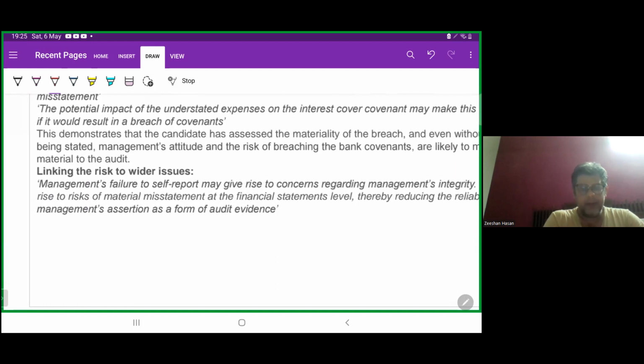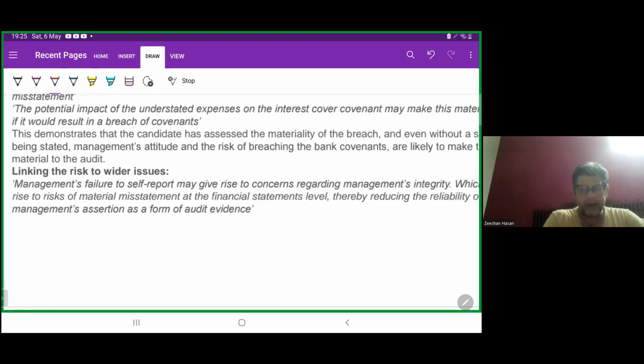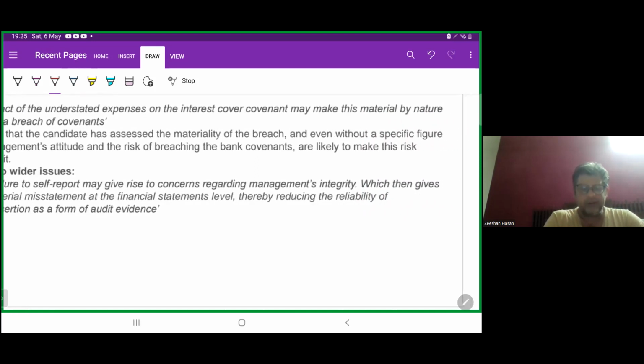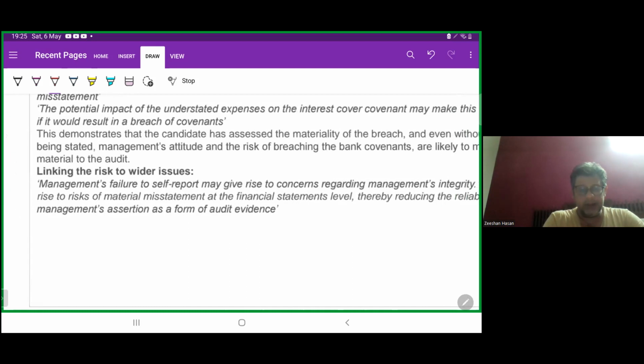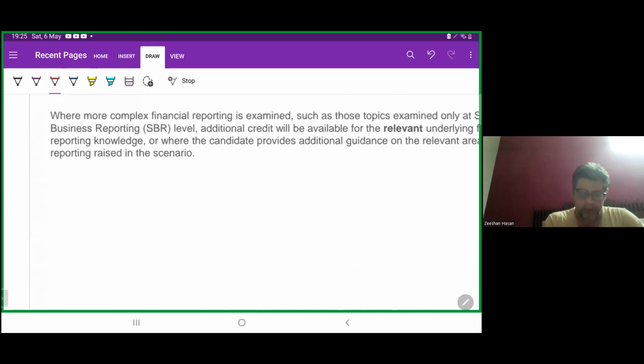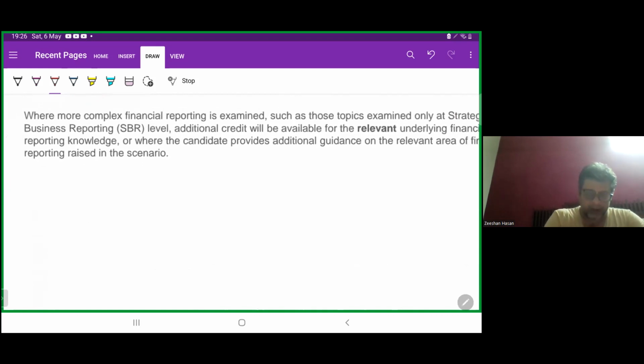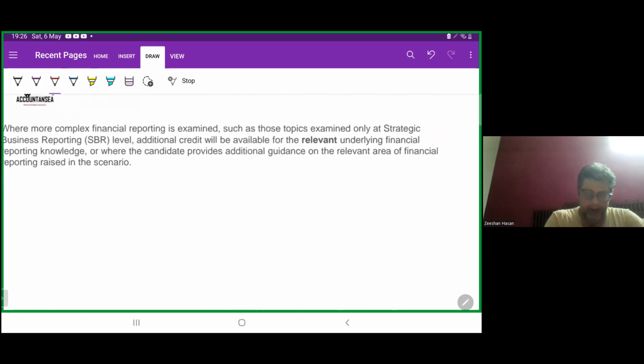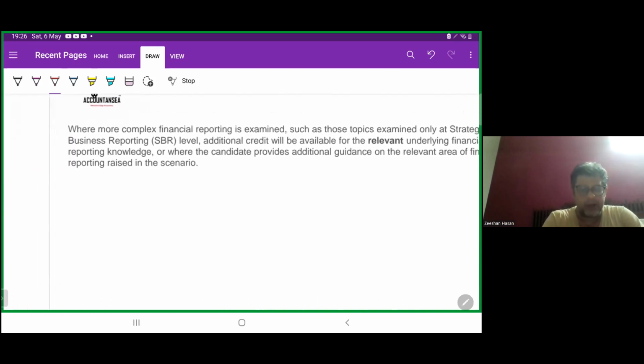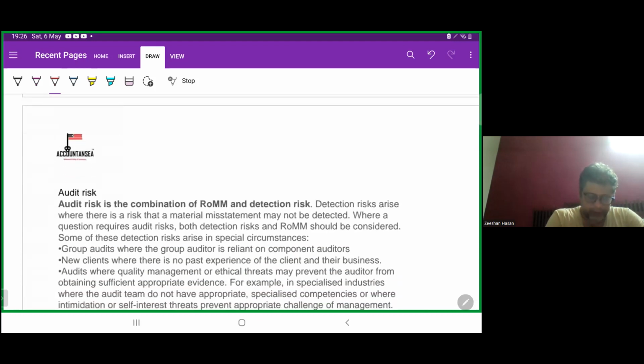Linking the risk to wider issues, management failure to self-report may give rise to concerns regarding management integrity and risk of material misstatement at the financial statement level. Therefore, reducing reliability of management assertion as a form of audit evidence. So, where more complex financial reporting is examined, such as those topics examined only at SPR level, additional credit will be available for the relevant underlying financial reporting knowledge, or where the candidates provide additional guidance on the relevant area of the financial reporting risk in the scenario.